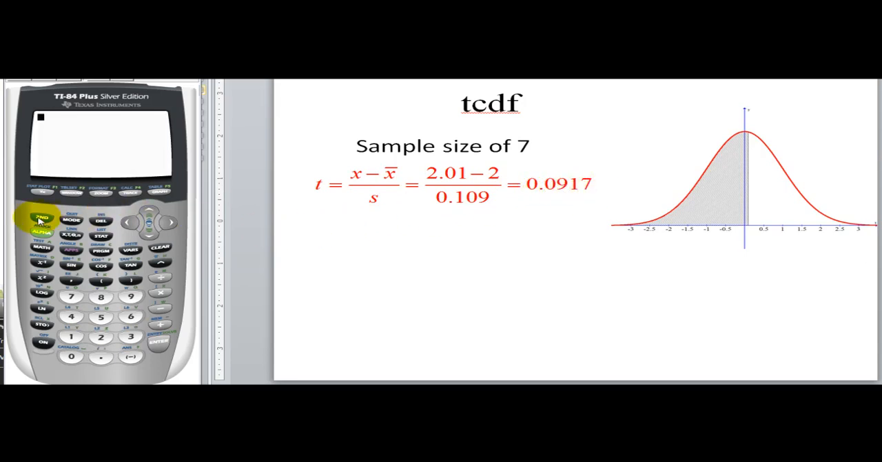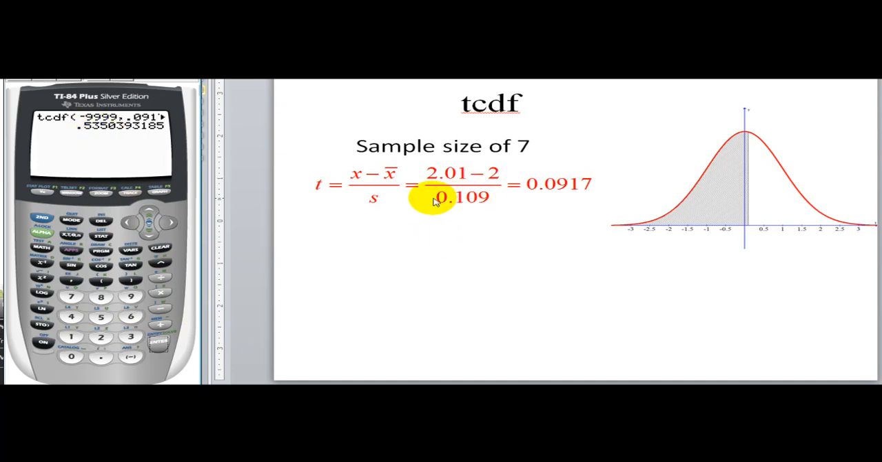Now in the calculator, we're going to go to second vars, number 6. We have negative infinity for our lower bound. For our upper bound, we have 0.0917. Our degrees of freedom is the sample size minus 1, so 7 minus 1 is 6. And we're going to paste this into the home screen, and we get a probability of 53.5%.